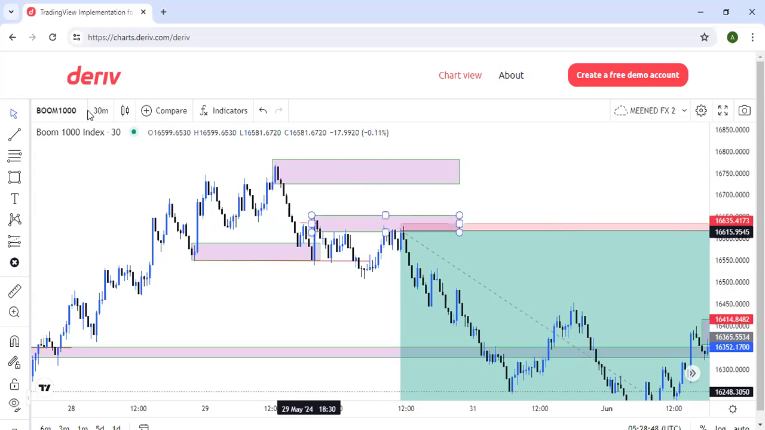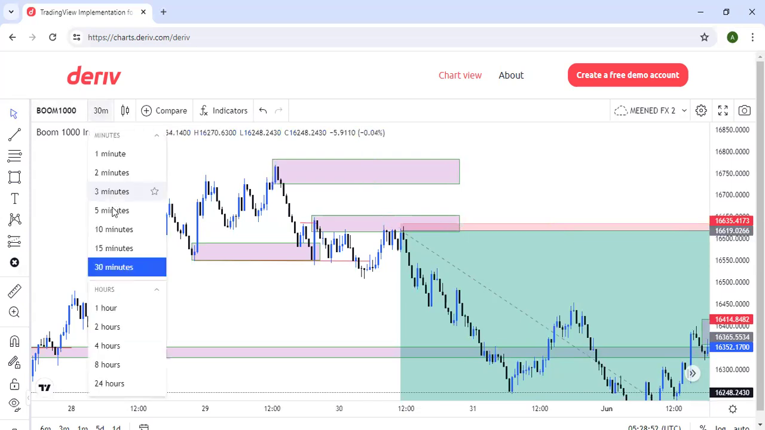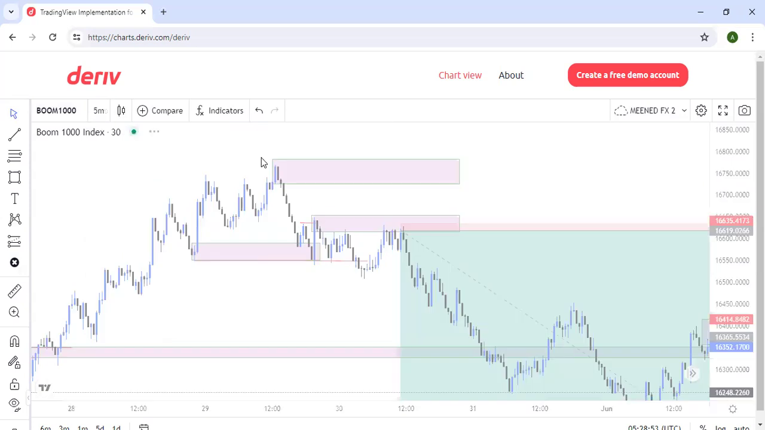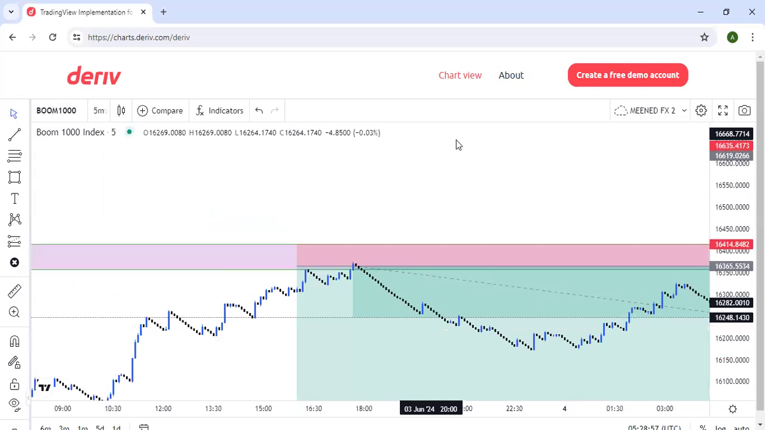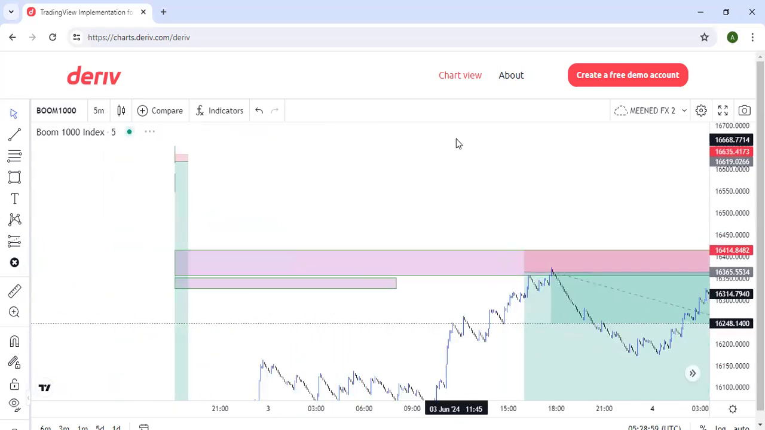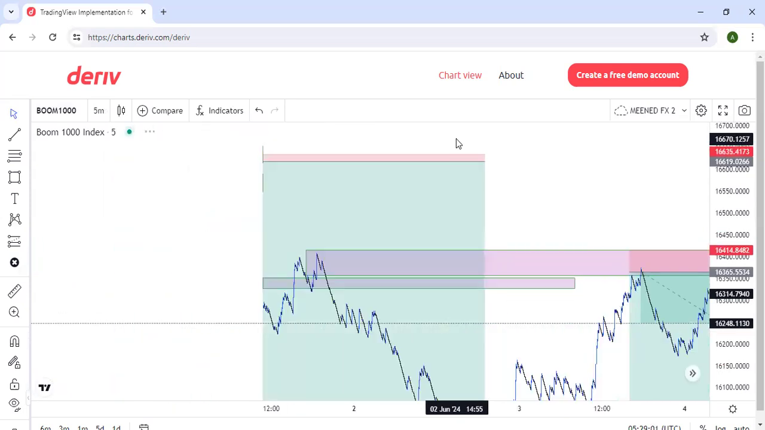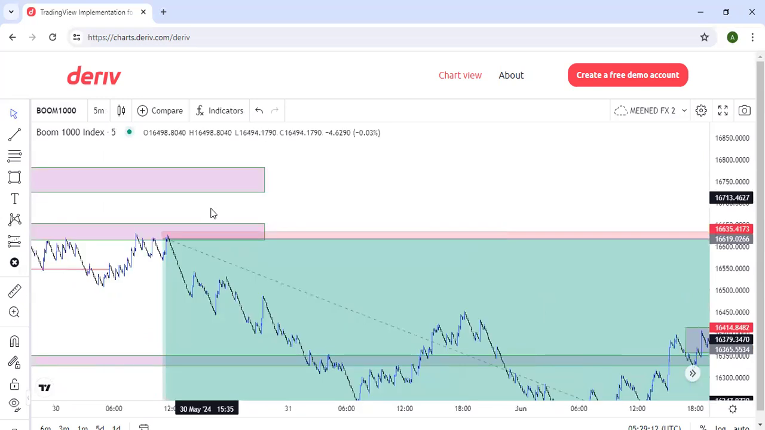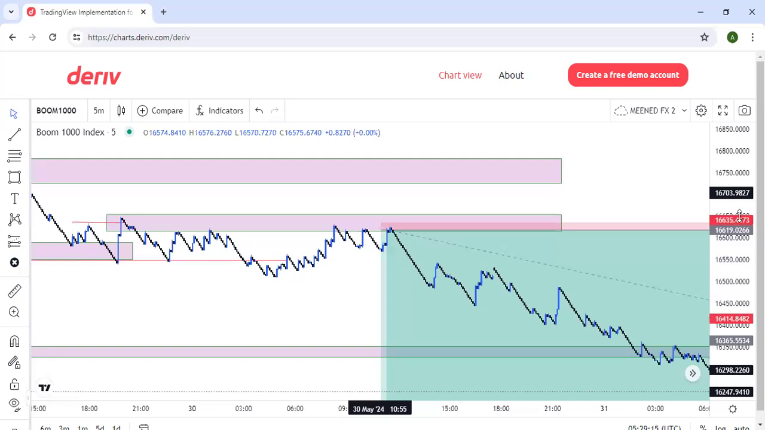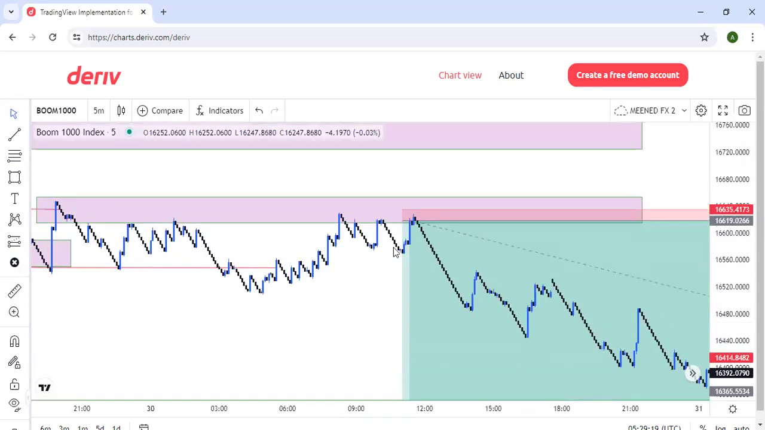So I went to M5, just to see what happened around that zone. I wanted to see a confirmation on M5 around the flip zone, basically, so that I can take my trade. So this was the confirmation I saw that gave me the entry to take the trade.